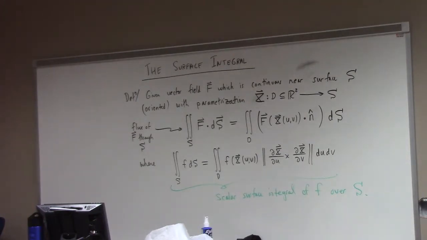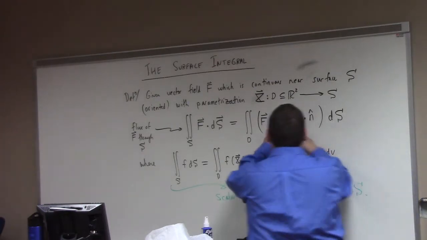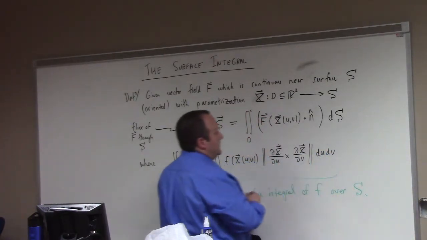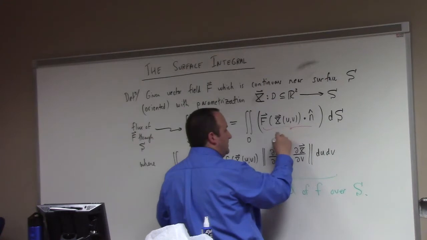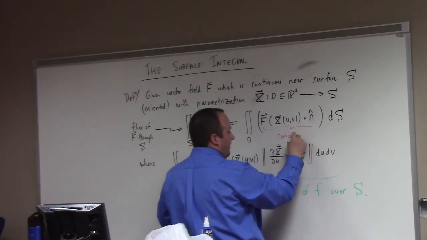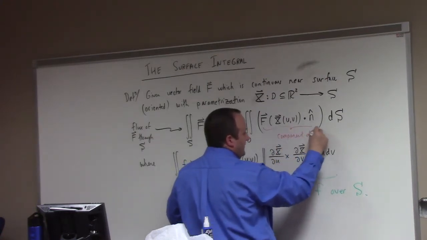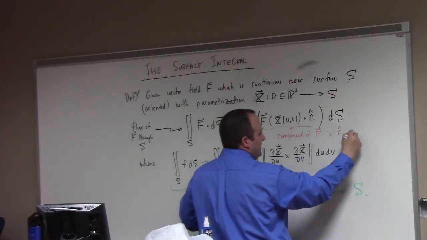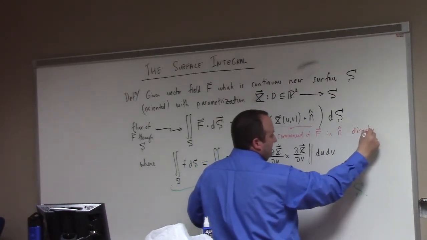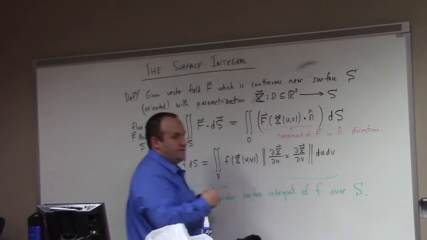Before I do anything more, let me show you. And so what is this right here, guys, geometrically? This is the component of F in the n hat direction. Now, I guess I need to tell you what n hat is, huh? Otherwise, it's just a formula, right?